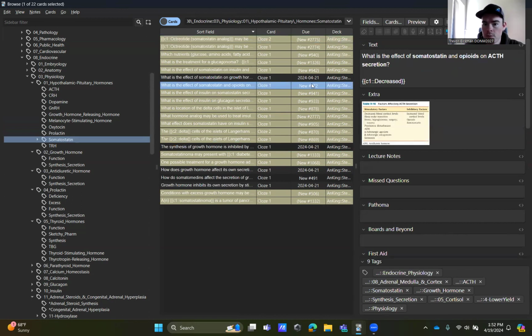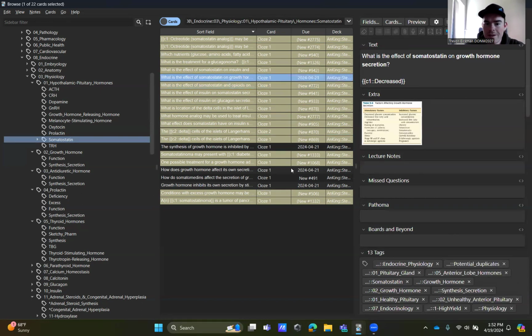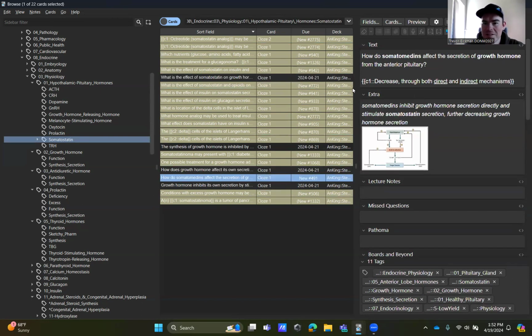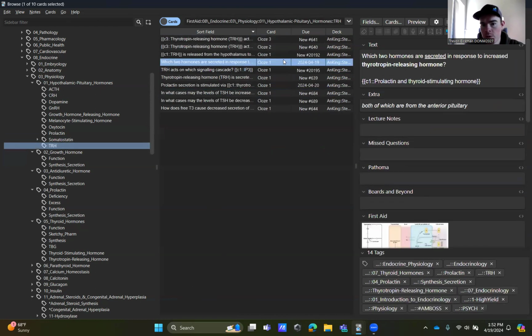So there is this one below the one that was activated earlier. Why did I activate opioids? That one's a mistake. Sorry. But this one you want. This is the only new one then. And then TRH, we want to make sure we have all of those now.